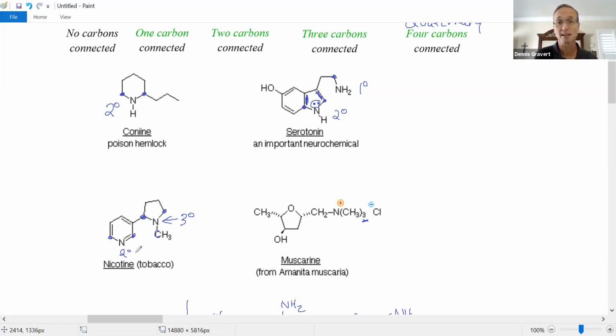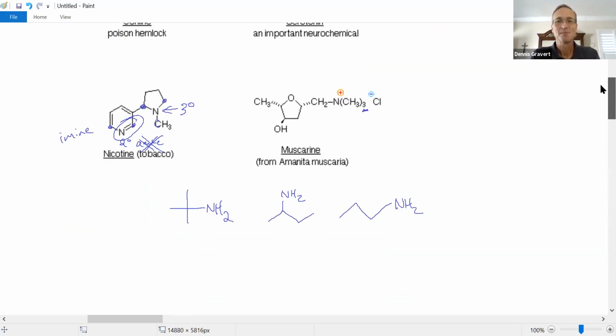I would classify it as secondary, but it's not an amine, right? No way. It's part of an aromatic ring, but more importantly, the nitrogen is making a double bond. If anything, that would make it an imine. Definitely not an amine. Anyways, if you had to classify the nitrogen, I would classify it as secondary. But it's not an amine, so we're not really going to classify it if we're classifying amines. Got to be a little tricky, right?